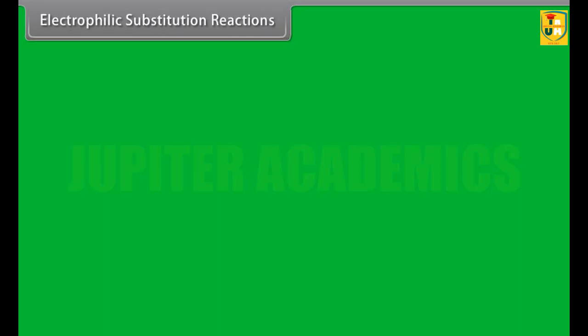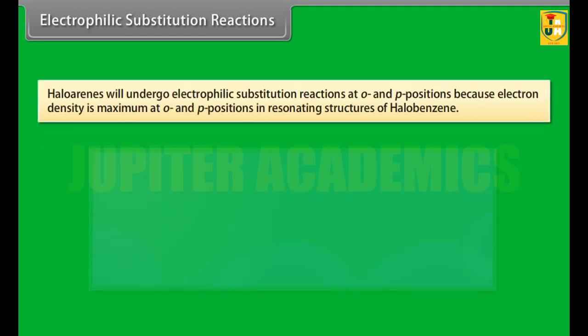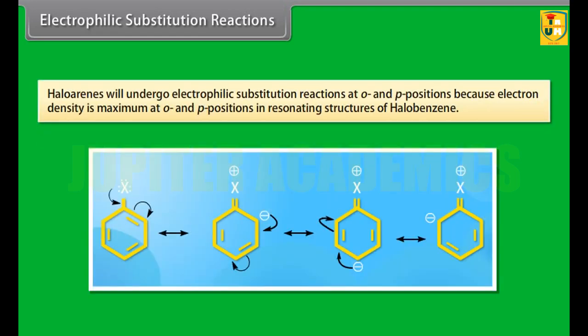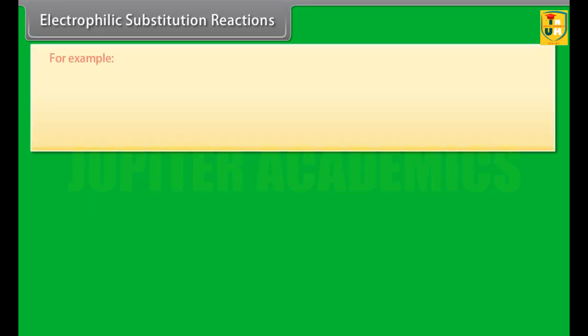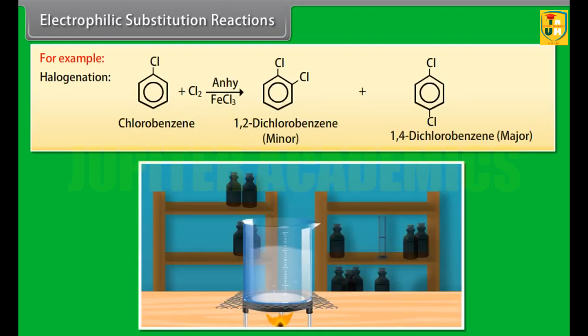Electrophilic substitution reactions. Haloarenes will undergo electrophilic substitution reactions at ortho and para positions because electron density is maximum at ortho and para positions in resonating structures of halobenzene. For example, halogenation. When chlorobenzene solution is mixed with chlorine and then we add ferric chloride, it reacts to give 1,2-dichlorobenzene, which is a minor product, and 1,4-dichlorobenzene, which is a major product.